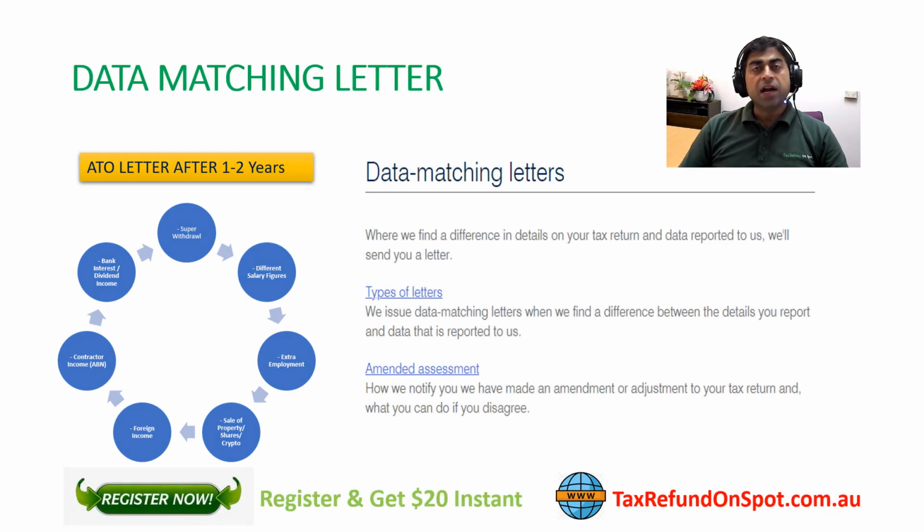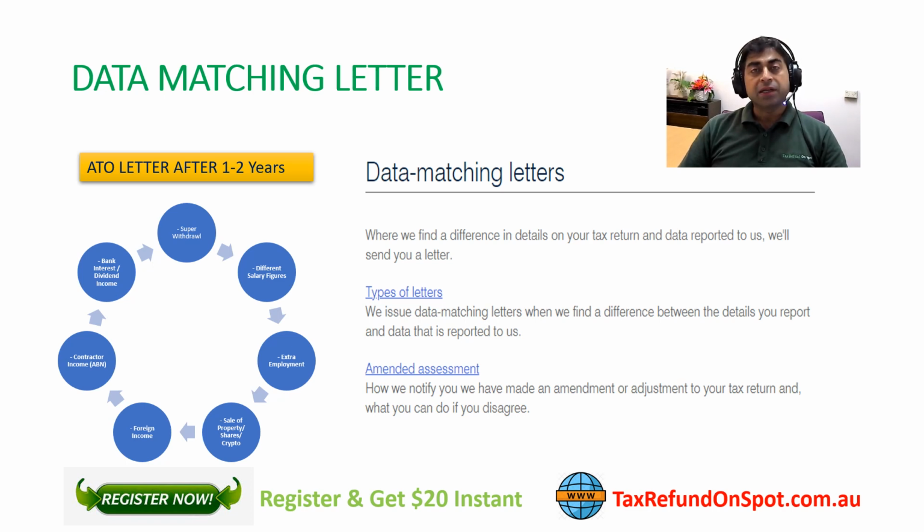There is one thing called a data matching letter. So once you lodge a tax return, let us say in the month of July or August, you lodge your tax return based on the information you have. You know, some bank interest you have received, some salary, or whatever is your income, you lodge in the month of July or August. That's what most of the people do.